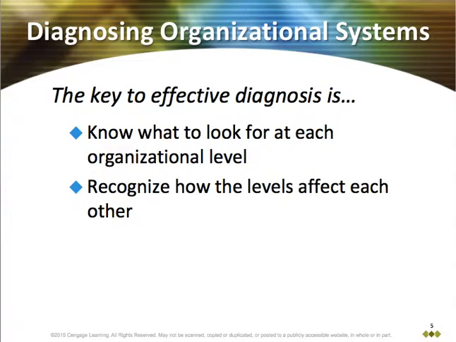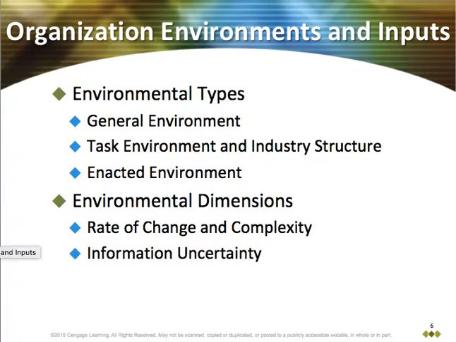Organizations can be diagnosed at three levels: the overall organization, the group or department, or individually. The key to effective diagnosis is to know what to look for at each organizational level and to recognize how the levels affect each other. From the organizational environments and outputs, environmental types include general environment, task environment, and industry structure, as well as enacted environment. Our environmental dimensions include rate of change and complexity and information uncertainty.